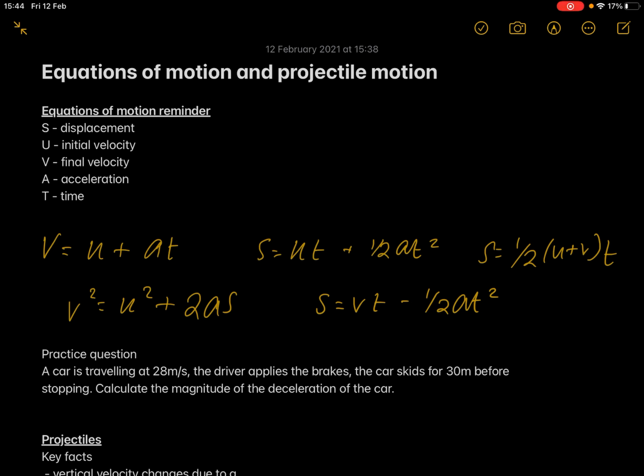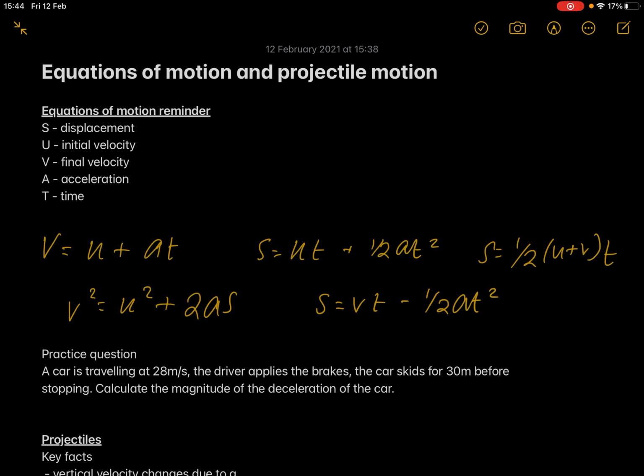So first thing is just a reminder of the letters of SUVAT. Apologies that they've capitalised in there because they should be small, but hey ho. S displacement, U initial velocity, V final velocity, A acceleration, T time. I know you know this.